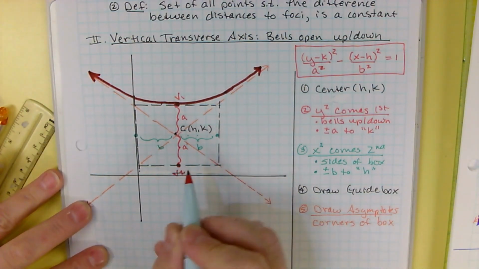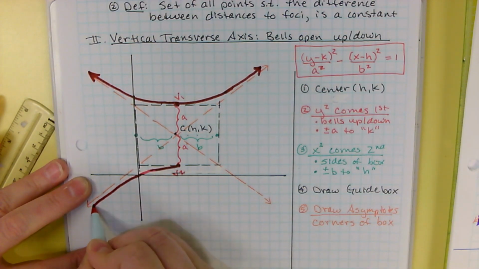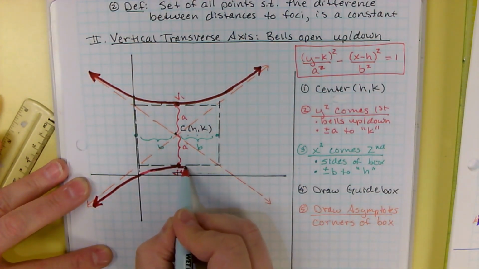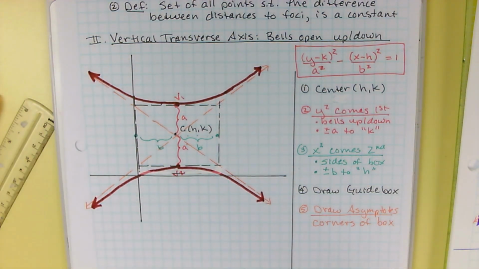And then you do the same from this one. Kind of flat, skim the corner, infinitely close. All right, go ahead and draw your bells.